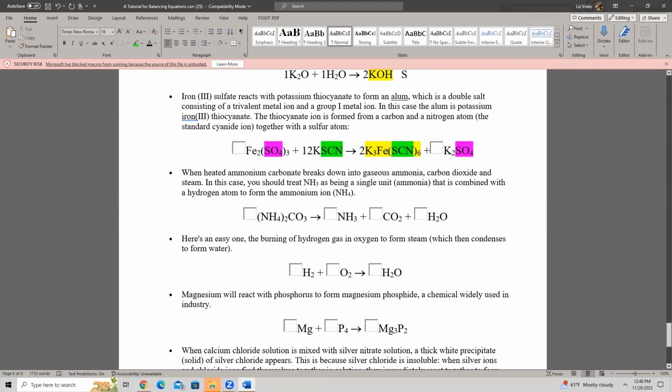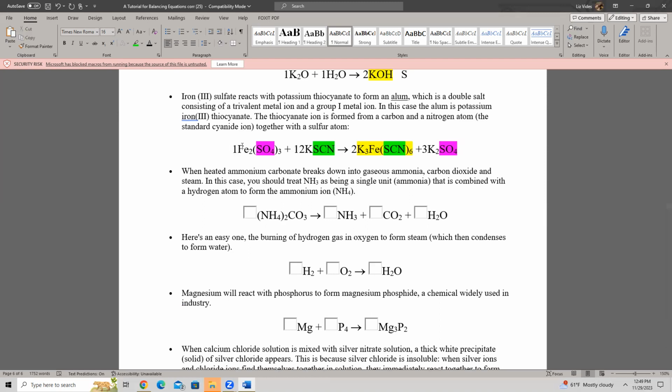Now, you have 12 potassiums on the right, and on the left only 6 and 2, so 8 on the left. But look at the SO4. We haven't finished balancing, have we? Nope. Because on the left, we have 3 SO4s. On the right, we only have 1. So we need a 3 right here. And look at that. That balanced everybody. You see that?